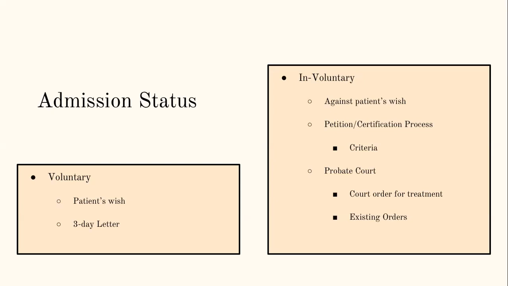So there's 3 criteria for involuntary admission. One is that they're a threat to themselves, they're a threat to others, or the severity of their illness is so severe that they're unable to take care of themselves in a way that it can lead to significant harm.